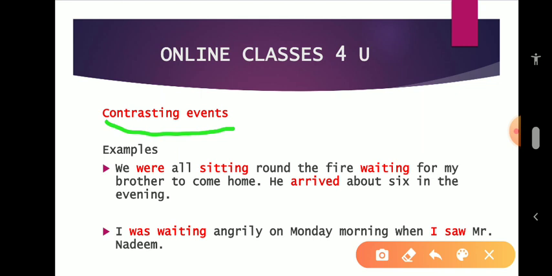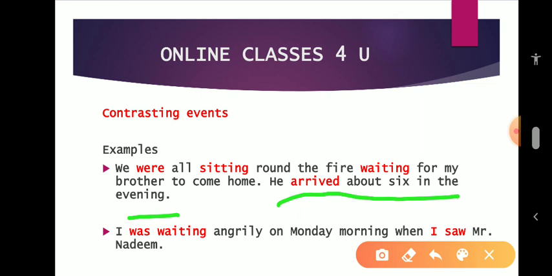Now there are two events. First, we were all waiting around the fire. We were sitting and waiting for my brother. So this was the first event. And second was, he arrived about 6 in the evening. So these are two different events; to know the difference between them, we used the past continuous tense and then the simple past tense. So this type of use of the past tense is called contrasting events.